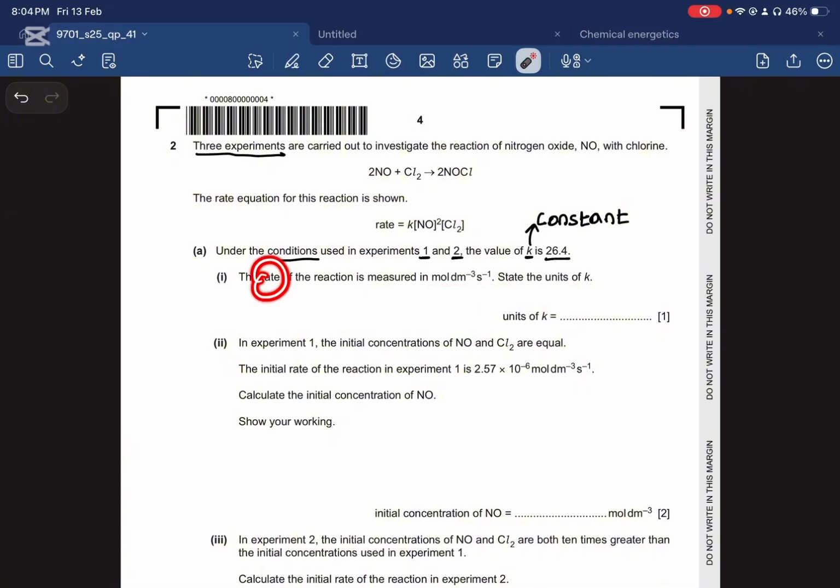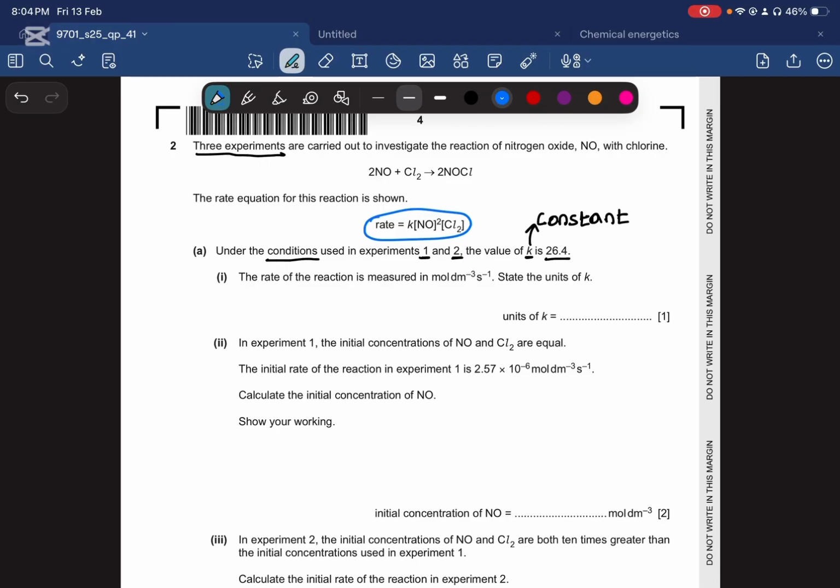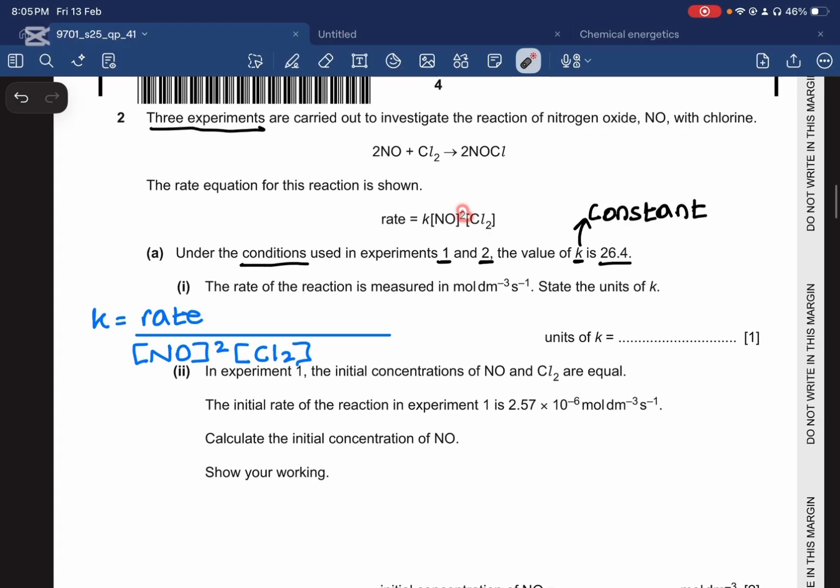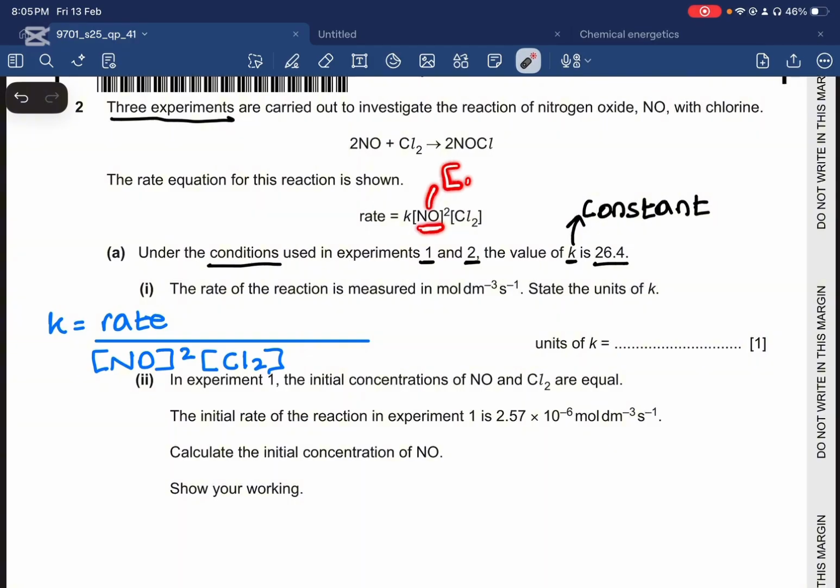So they told us that the rate of reaction is in this. State the units of k. All you have to do is, in this particular equation, make k the subject of the formula. So k becomes rate divided by [NO] squared multiplied by [Cl2]. Now, what does squared mean? Squared means you can think of it as two [NO] brackets, right? Obviously, I know that this is the order or the power of the reactant, but mathematically, you can just consider it as two [NO] brackets.